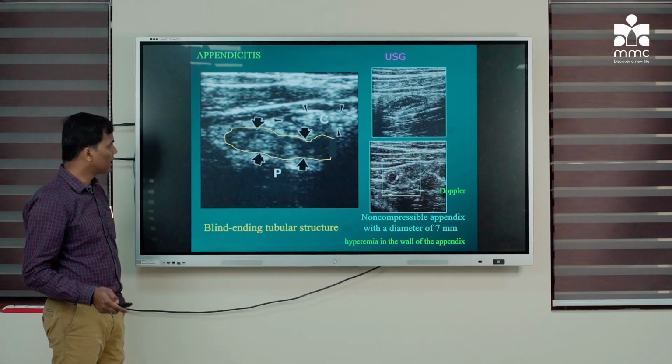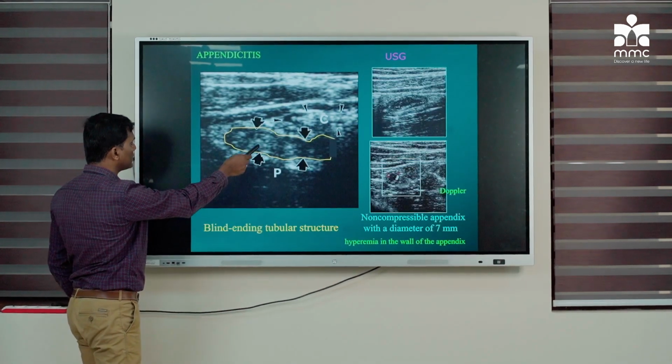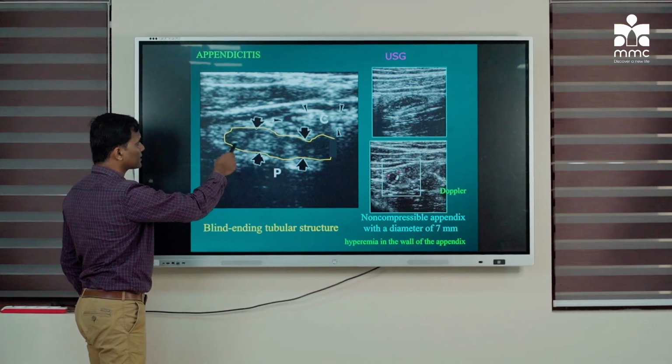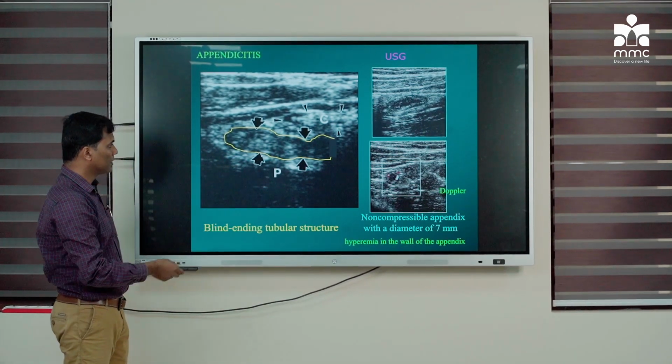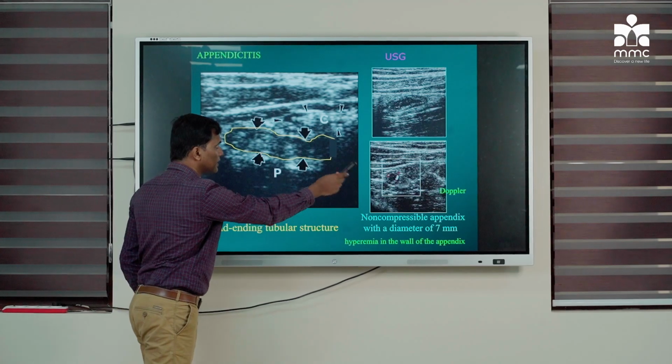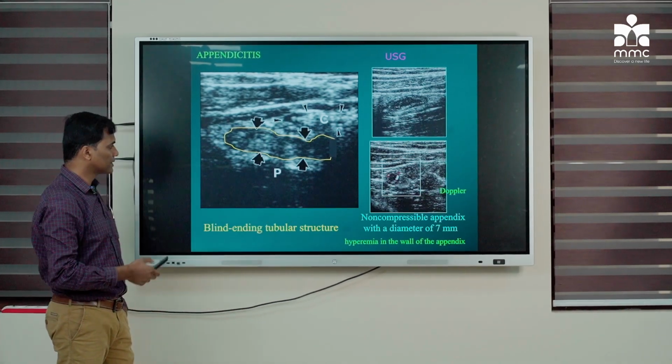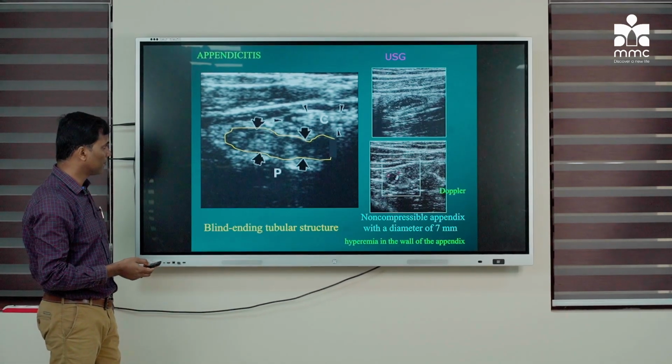So this is a case of acute appendicitis. You can see a blind ending tubular structure which is not compressible, and on Doppler study you can see the increased vascularity because of the inflammation, and the size is more than 7 mm in diameter.